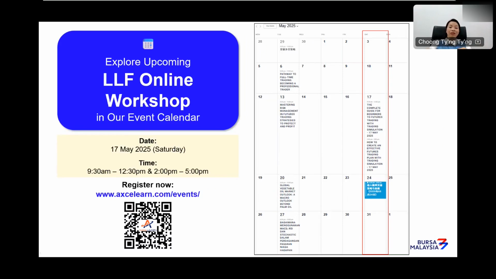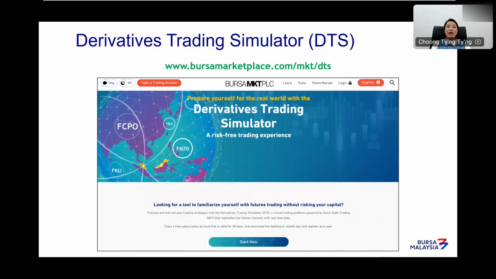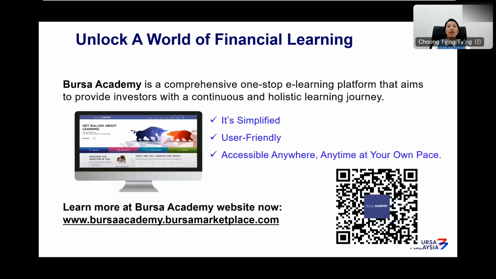Now, the last part. Bursa Malaysia also prepares a derivative trading simulator, meaning it's a trading simulation environment. You can go and do your trading simulation. You can access it at bursamarketplace.com/mkt/DTS. And the last one is Bursa Academy, a one-stop e-learning center. You can get all the information about everything related to trading and investing via this platform. You can go to bursaacademy.bursamarketplace.com, or else scan this QR code to access it.